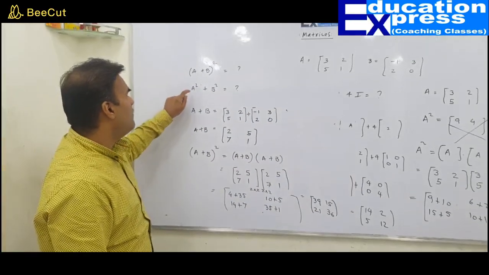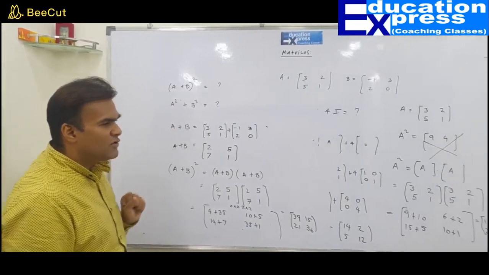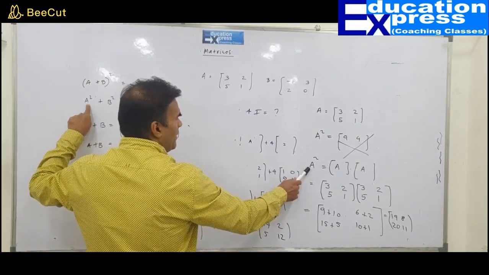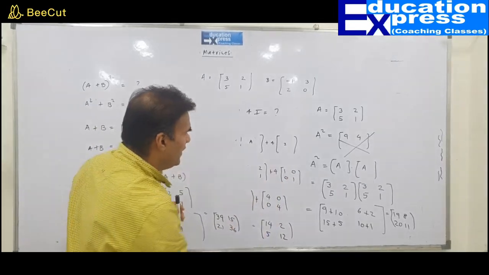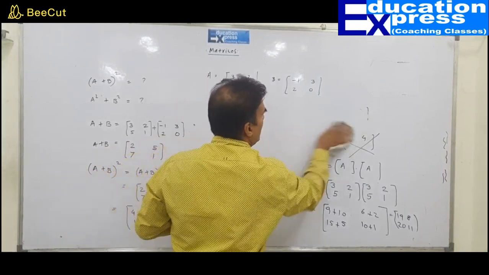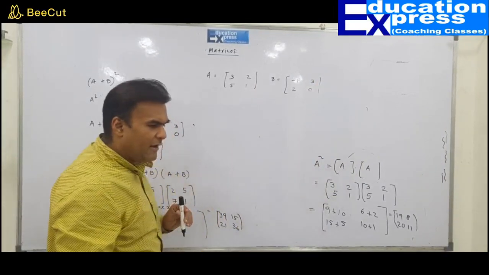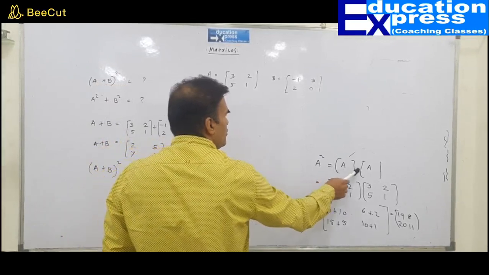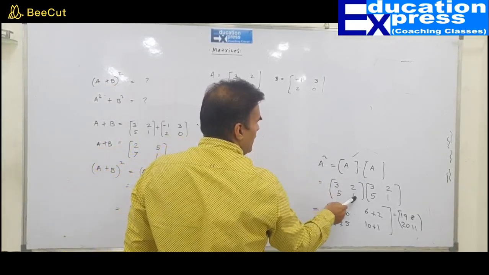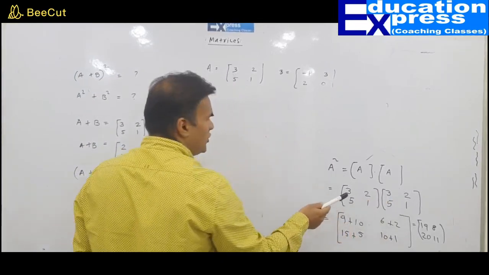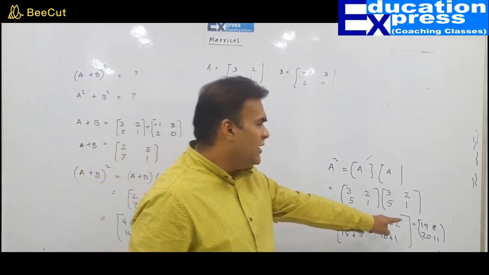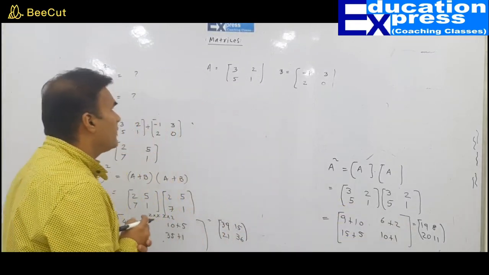Someone asked me, sir, how are you going to do A square plus B square? My answer is, I will solve A square by following the same thing we did before. We will find out the value of A square by actually multiplying matrix A into A. 3, 2, 5, 1 into 3, 2, 5, 1. You know the logic of multiplying two matrices. The resultant matrix will be 19, 8, 20 and 11.